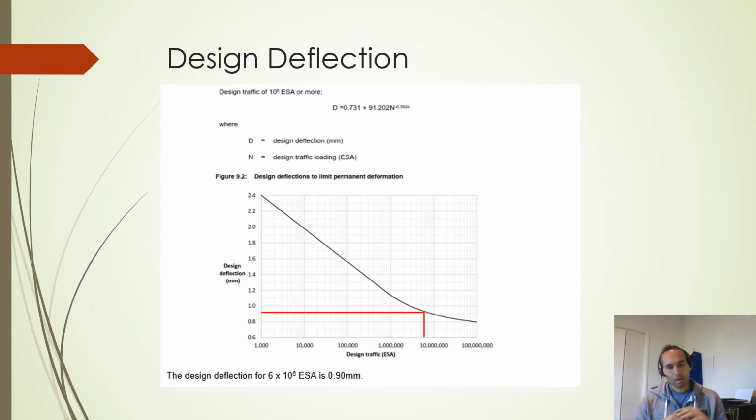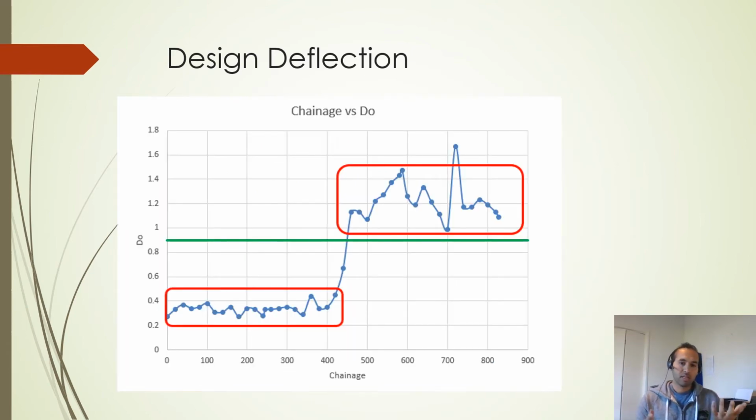We can work up from the design traffic and across where we intersect the line, and we can see that our design deflection should be 0.9. How does that plot with the data that we had? When we plot the 0.9 design deflection against the two lots that we had, one's clearly above and one's clearly below.